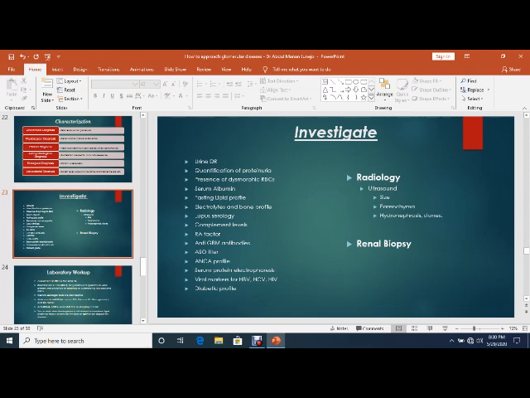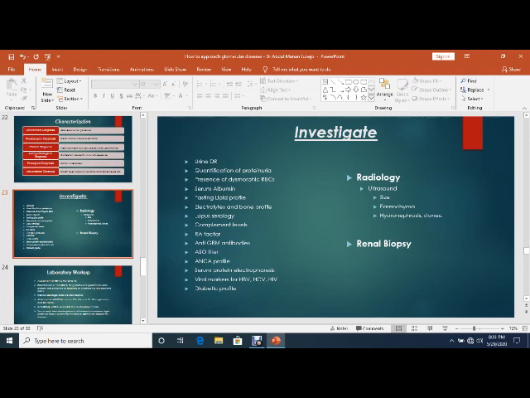Then the presence of dysmorphic RBC is suggestive of glomerular disease. Dysmorphic means change in the shape of the RBC. Serum albumin should be checked because albumin is low in this patient. Lipid profile is disturbed in nephrotic syndrome. Electrolyte abnormality may occur. Bone profile means calcium, phosphorus, alkaline phosphatase.